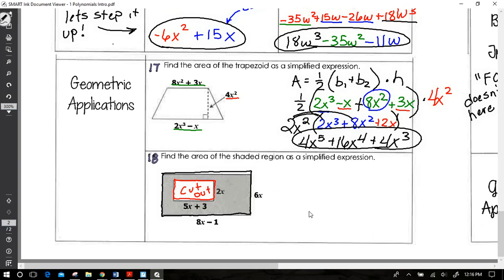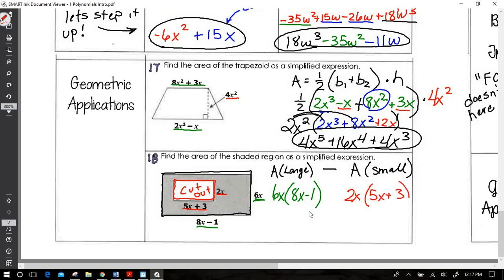So that is exactly what I'm going to do. I'm going to find the area of the large rectangle, and I'm going to find the area of the small rectangle, and then I'm going to subtract them. So let's do that. The area of the larger rectangle would be these numbers on the outside. So 6x times 8x minus 1. And then the area of the inside rectangle would be this. 2x times 5x plus 3. And why am I multiplying those together? Forgive me. I'm sure that you remember, but the area of a rectangle is length times width. So I'm multiplying them together, but I always want to try to put my monomial in front.